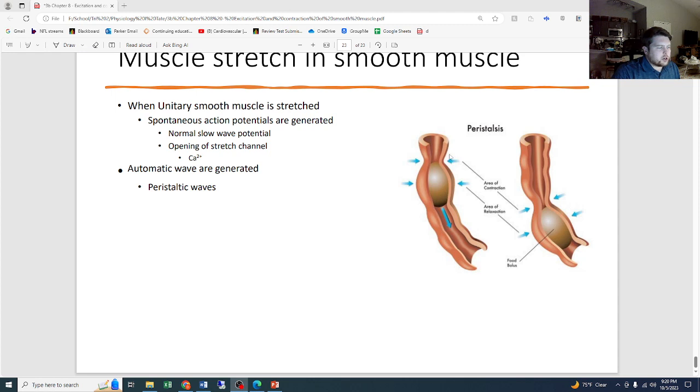So you get the posterior portion contracts, and it kind of squeezes it along. You get relaxation at the site of the peristalsis and forward. And so it kind of contracts here, and it's going to slowly contract and push what's called a food bolus forward.